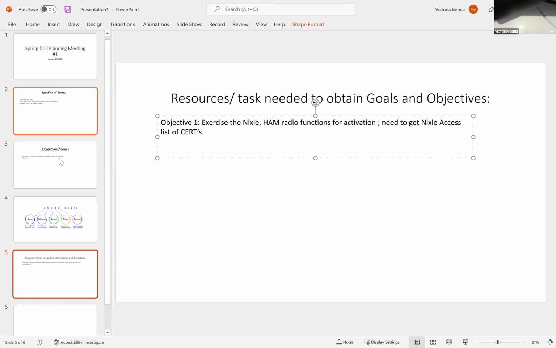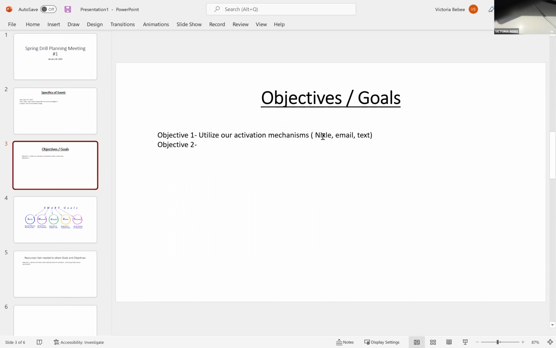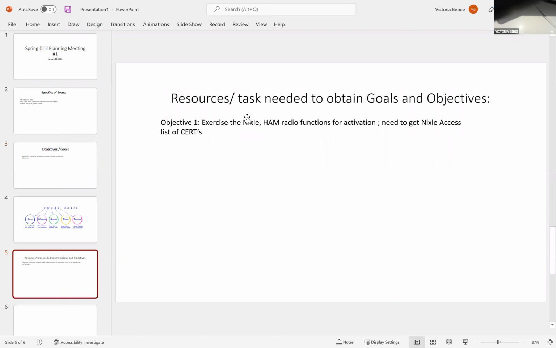So for objective 1, I'm going to put utilize our activation mechanisms, because that's really what we're doing. But as a task, then we're going to want to pre-exercise, right? Exercise the Nixle and radio functions for activation. Anything else we need to put as a task to be able to exercise that?